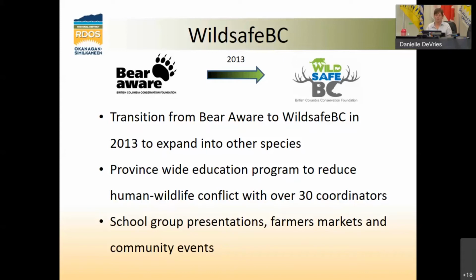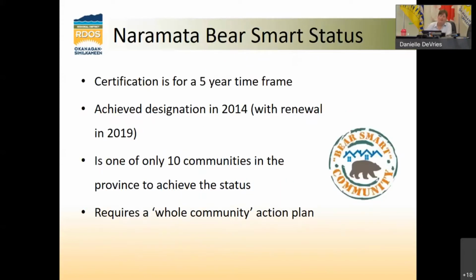School group presentations, farmers markets, and community events are part of the education process that we participate in. As far as Naramata is concerned, Naramata received the BearSmart certification in 2014 and then successfully renewed that programming in 2019, so that runs until 2023 or 2024, I guess. It's one of only 10 communities in the province that's achieved this status so far. The idea is to generate a whole community plan or action plan to reduce conflict in the community.